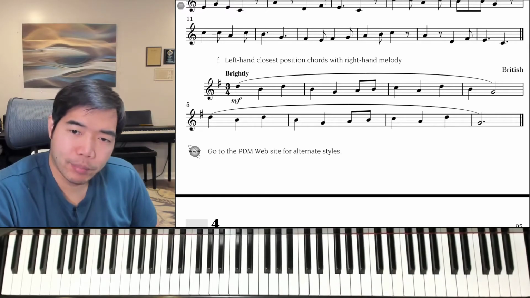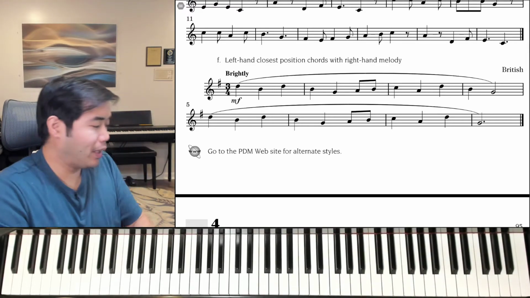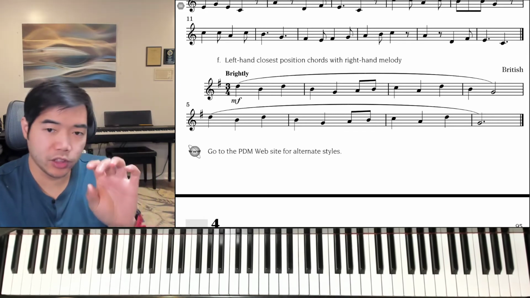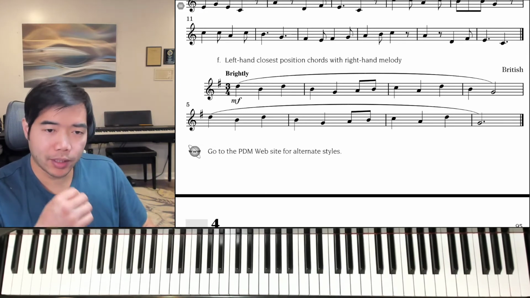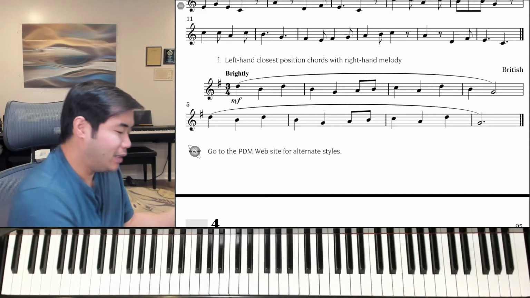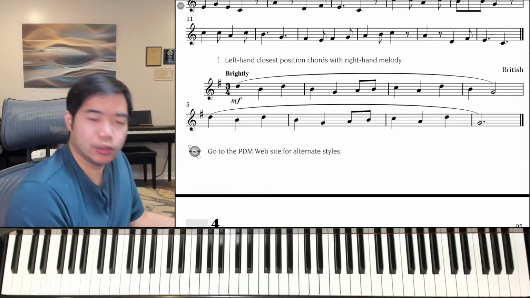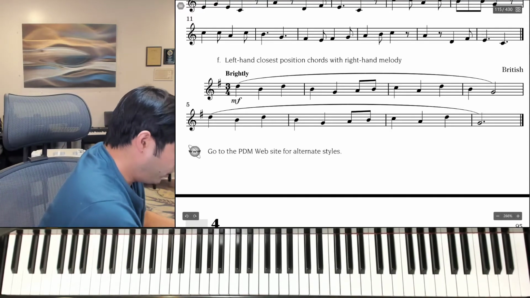Now let's take a look at example F here. In this case, we're going to be playing left-hand chords in the closest position with the right-hand melody. Okay, so let's analyze this first. No chords are given to us, so we need to determine the chords. We're in the key of G major.